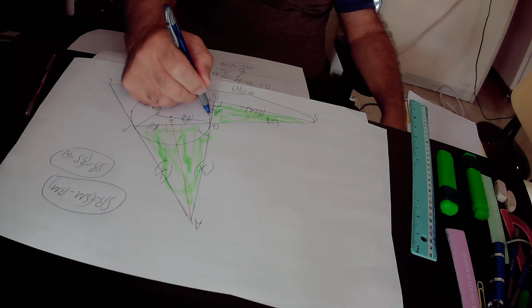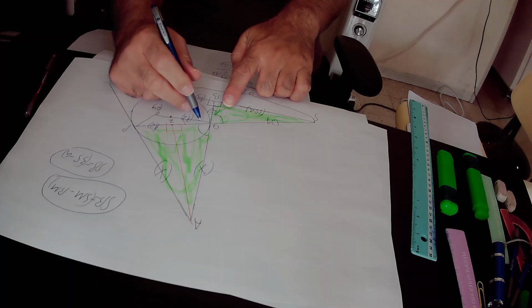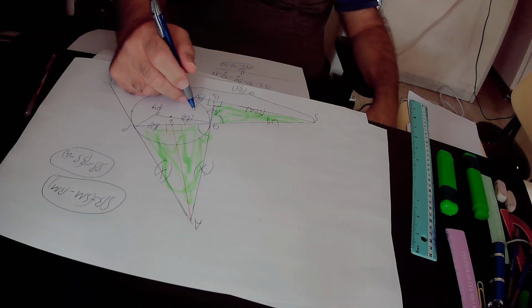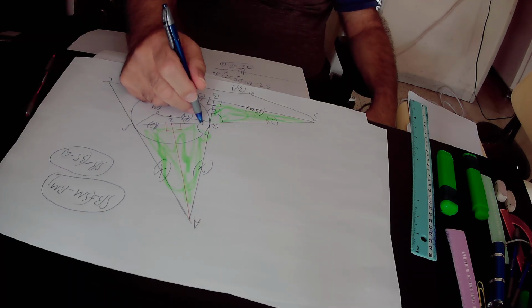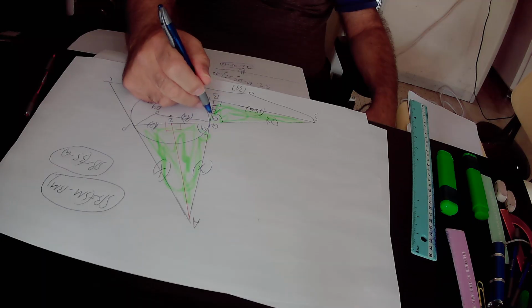Those two angles are defined as vertical angles, and we know that vertical angles are equal to each other. So if we define the size of this angle as alpha, then the size of this angle must also be equal to alpha because they are equal to each other.